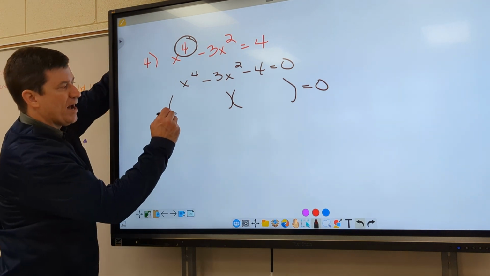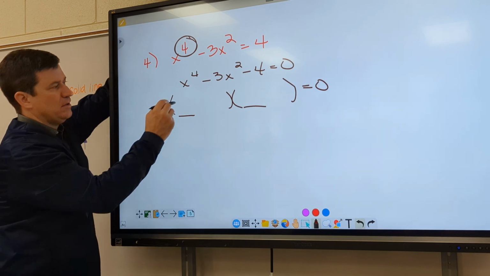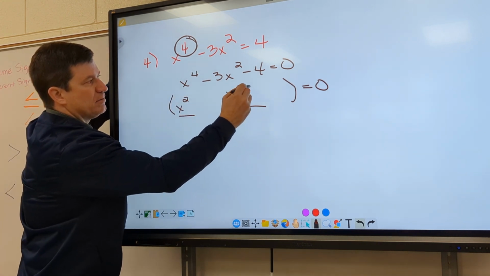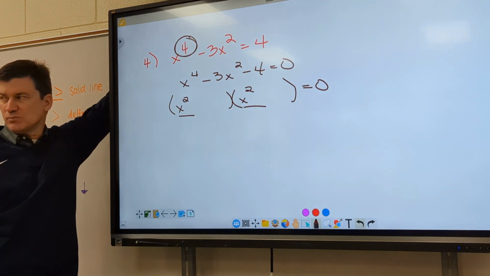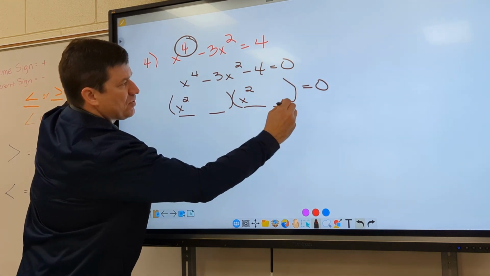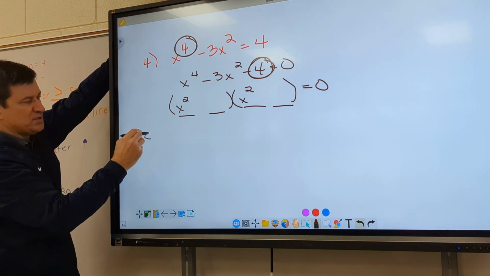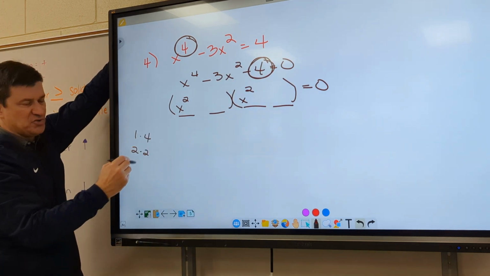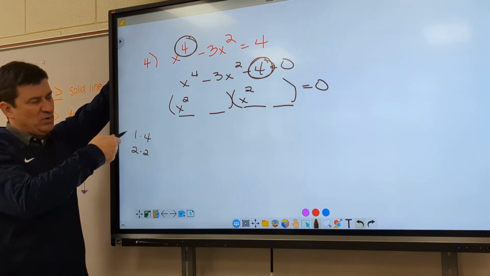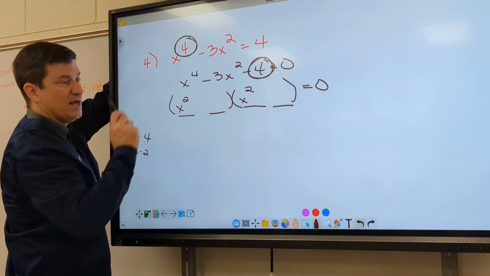So what can we multiply in the front, here and here, if it's got to equal x to the 4th? X squared and x squared. What can we multiply in this spot if it's got to equal 4? Let's think about it. Your only options are 1 times 4 or 2 times 2, right? Which set of these factors can we add up together and get negative 3?